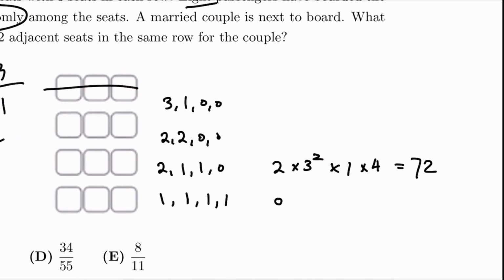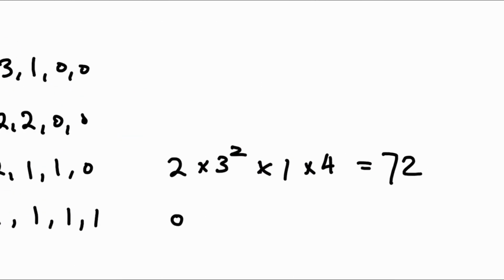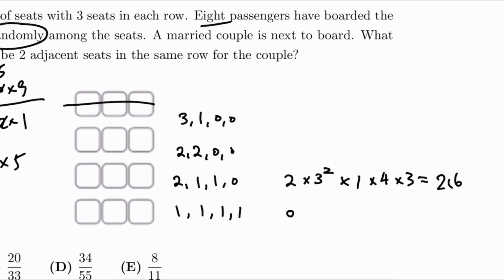Different cases over here. All right. The next one we would have is times 4 times 3. I forgot to multiply the last 3. So this is 216 different cases over here.